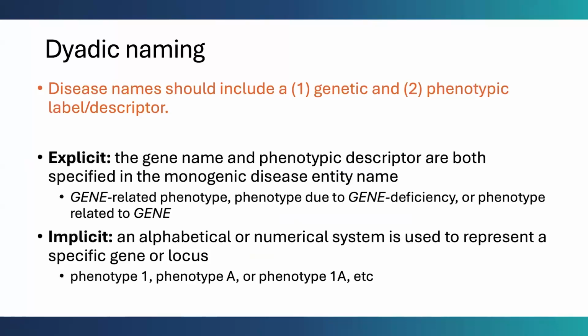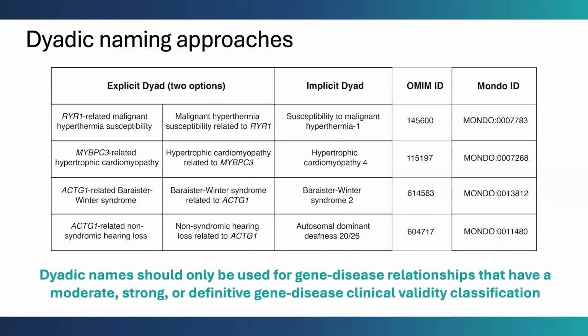You can do that with the explicit form, in which you are calling out the gene itself and gene-related phenotype or phenotype due to a gene deficiency and so on, or an implicit way where you can use an alphanumeric to indicate that gene. That is much like what OMIM does today, so phenotype 1A, 1A. You can see pluses and minuses to all of these methods, especially if we're using an alphanumeric. However, it is a way, two different ways, for us to convey that there is something that is the causative factor for this disease. And so just looking at a table of all of the possible range of synonyms or ways that we can indicate the same disease with different names of a dyad, this is the table here.